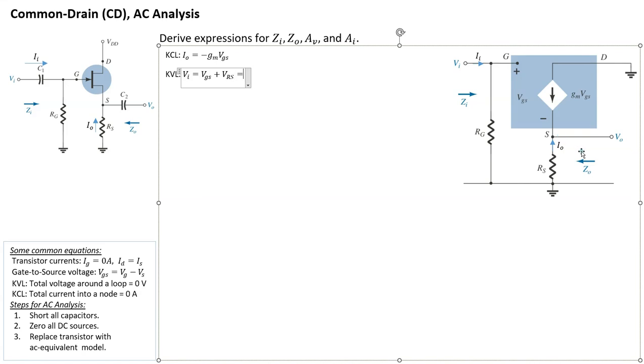So VGS is still VGS, plus now VRS, which is just Ohm's law: V equals I times R, where I is GM VGS and R is RS. We can factor out VGS, so it becomes VGS times (1 plus GM RS). Okay, so that's our VI.